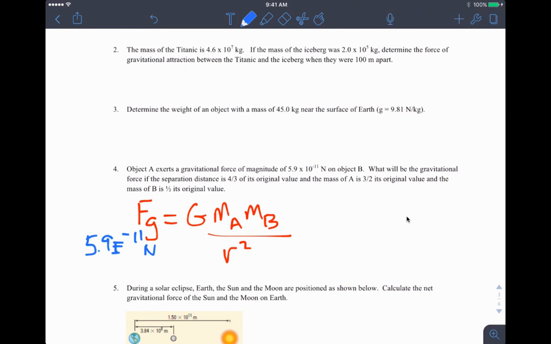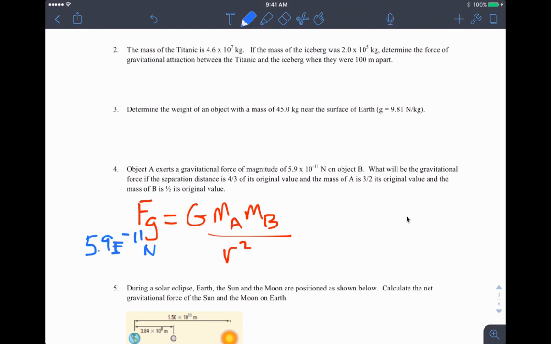But it says, what would happen to the gravitational force if the separation distance is 4/3 of its original value, and then the mass of A is 3/2 and the mass of B is 1/2? So what that means is this 5.9 to the 11 is what we start with, but if we start changing the variables on the right-hand side of the equation, how does that change the amount on the left-hand side?